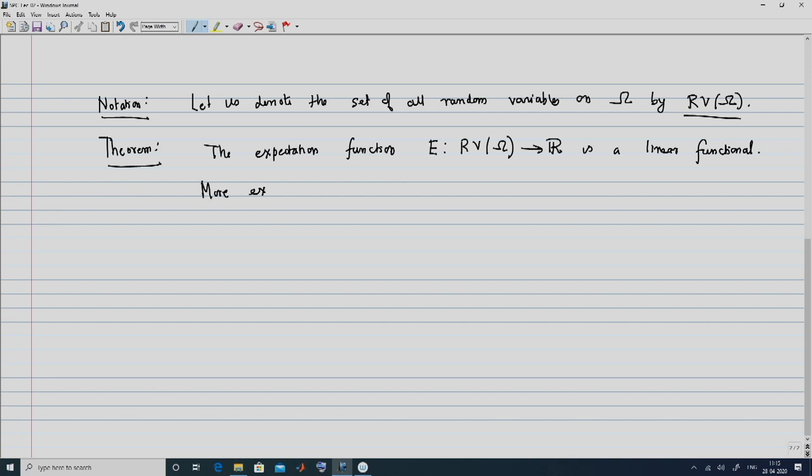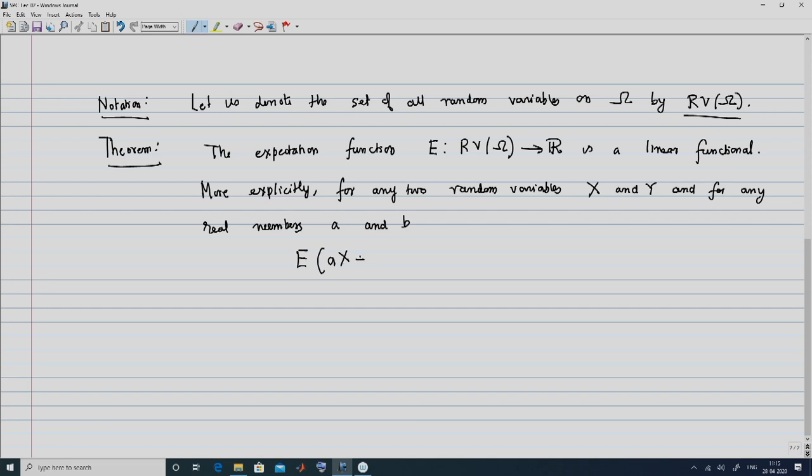I'll say that more explicitly. For any two random variables, which customarily we choose to be X and Y, and for any real numbers, which we'll customarily choose as small a and small b, we have the following result: E of aX plus bY is going to be a times E of X plus b times E of Y. Okay, now let us look at a simple proof of this.